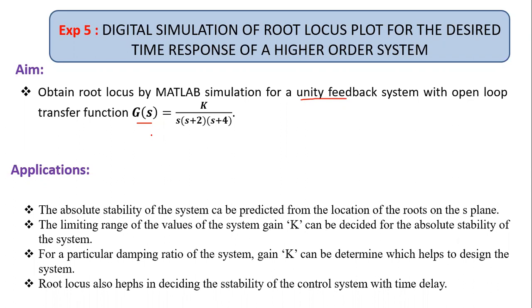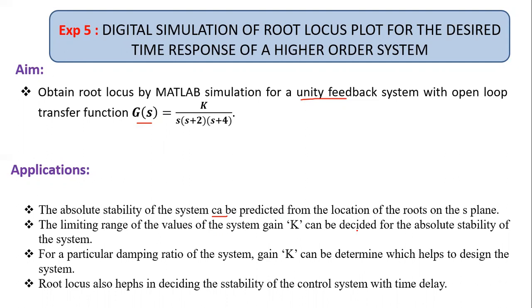Coming to the applications, the absolute stability of the system can be predicted from the location of the roots in the S-plane. You can identify the absolute stability of the system by changing the roots, and we can observe while moving the roots, whether the gain is increasing or decreasing, what the damping and the overshoot are, everything you can cross check. And the limiting range of values of system gain K can be decided for the absolute stability of the system. That means depending on the poles' location.